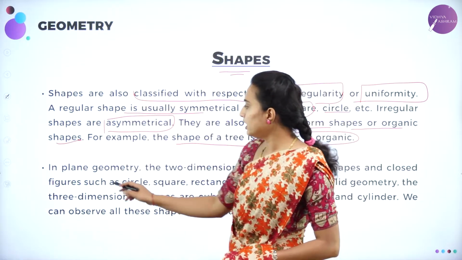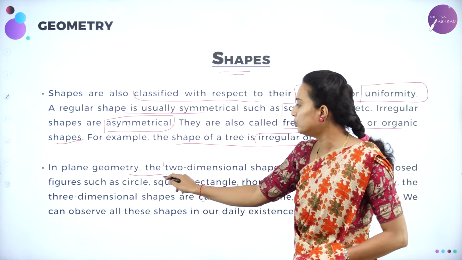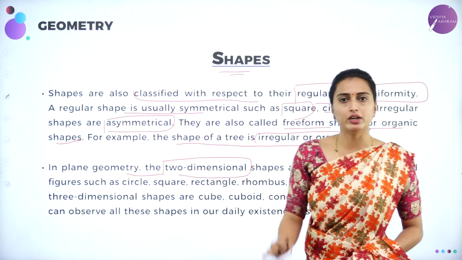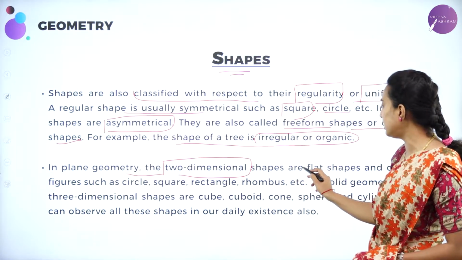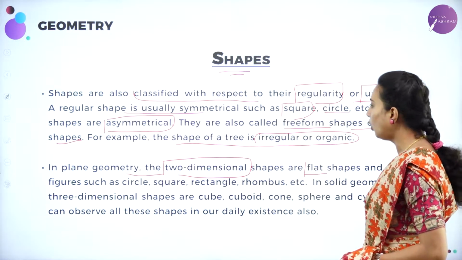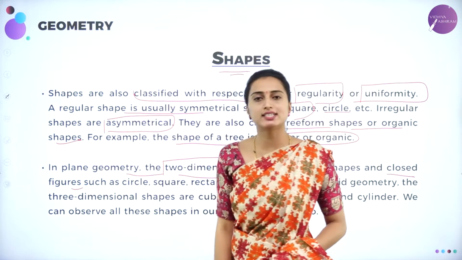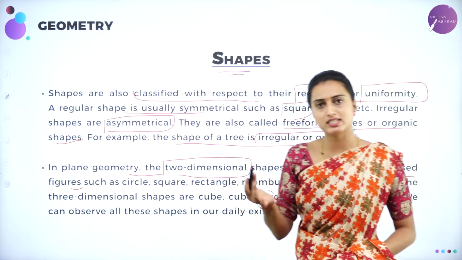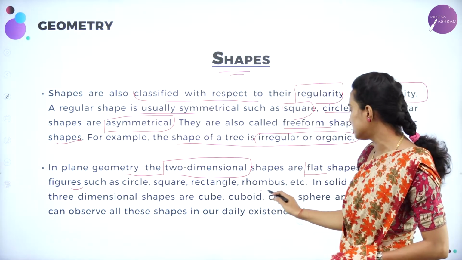Next we are moving on to plane geometry. There are two types, that is 2-dimensional shapes and 3-dimensional shapes. 2-dimensional shapes are flat, closed figures such as circle, square, rectangle, rhombus, etc. Kite, you can take all those things, isn't it?